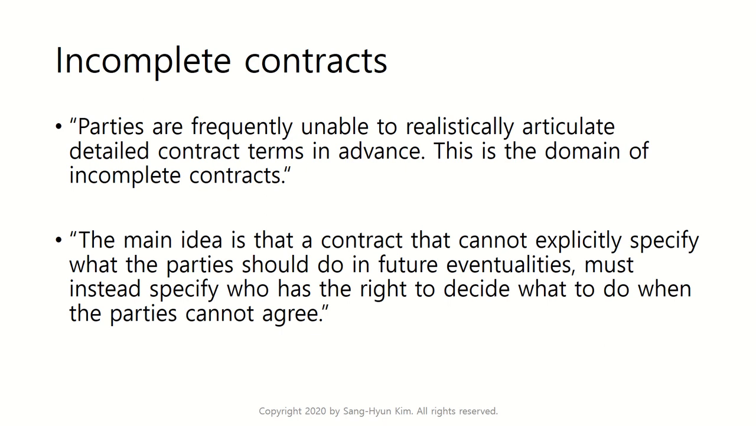And we'll also discuss incomplete contract. So, parties are frequently unable to realistically articulate detailed contract terms in advance. This is the domain of incomplete contract. And this is a very big idea. It's related to the theory of firm, and it's also related to the property right. So it's quite complex and deep, profound ideas. So we'll only briefly discuss this idea later in this semester, probably at the end of the semester. And that's what we'll discuss in this semester.